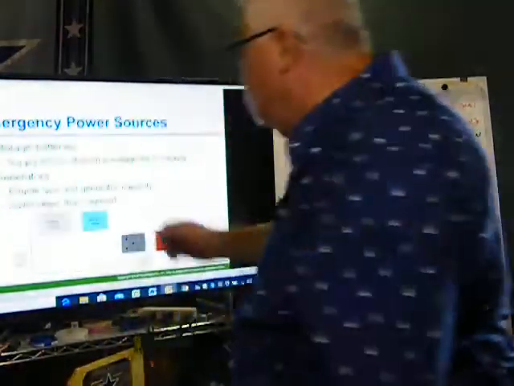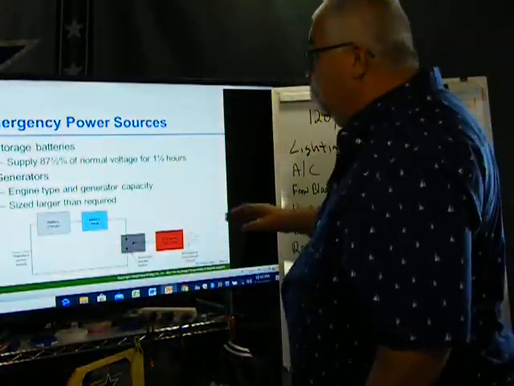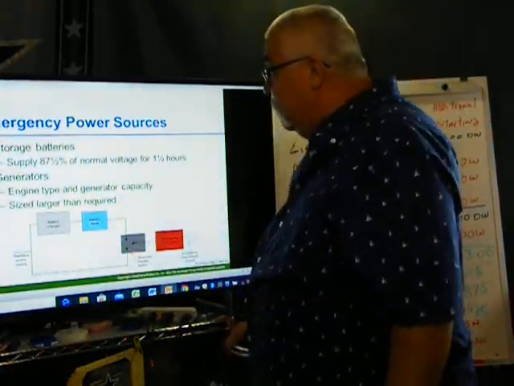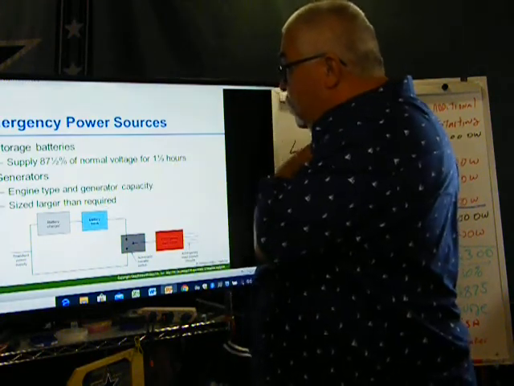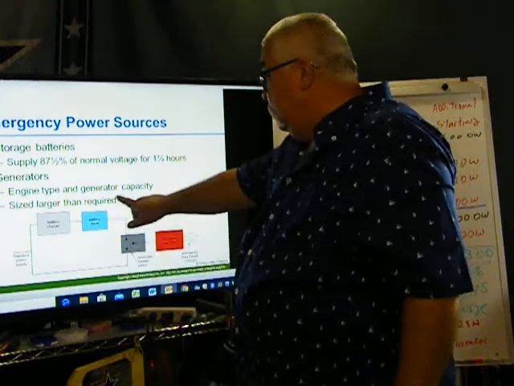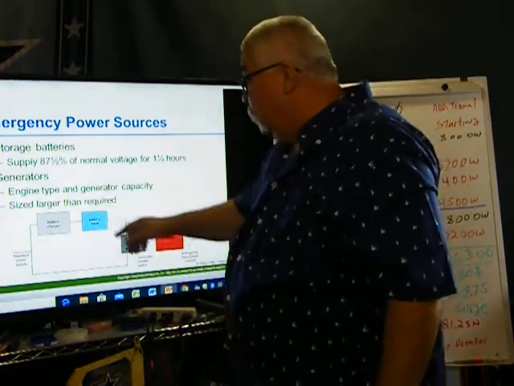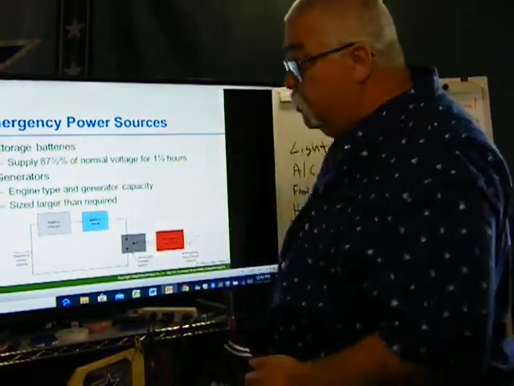Okay, so here's talking about generators. We're not going to talk about the storage batteries. Right now we're going to look at the generators. So the engine type and generator capacity: size larger than required.